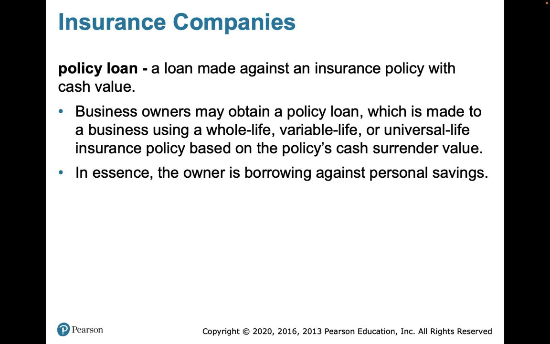Then we have insurance companies. They offer a policy loan, which is a loan made against an insurance policy with cash value. Then we have business owners. A business owner may obtain a policy loan, which is made to a business using a whole life, variable life or universal life insurance policy based on the policy's cash surrender value. So in essence, the owner is borrowing against personal savings when they use this.